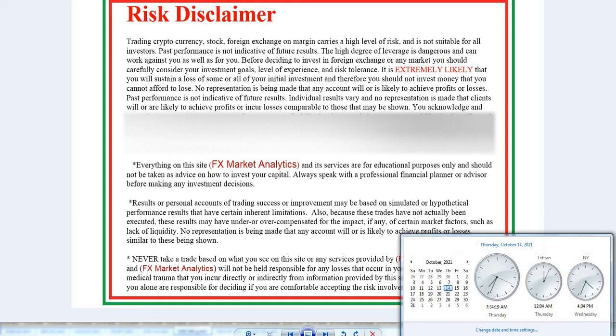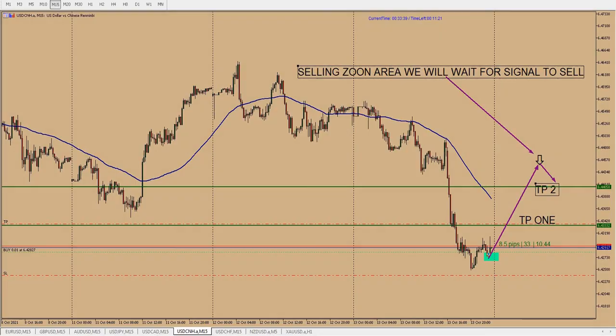Thursday, 7:30 a.m. Sydney time, 14th after 10. We are going to trade the USD RMB, Chinese money, in the 15-minute time frame. We enter the market here. I put a snapshot already in the Telegram group showing where we are heading.